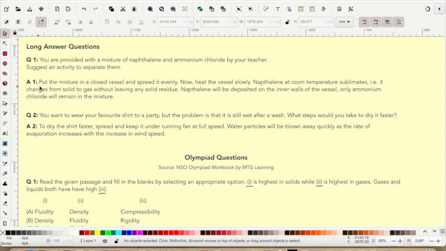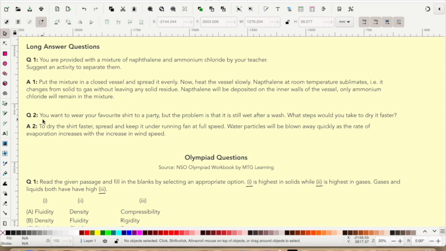Now put the plate in a closed vessel and start heating the vessel. Naphthalene at room temperature sublimates, that is, it changes from solid to gas without leaving any solid residue. Naphthalene will be deposited on the inner walls of the vessel. Only ammonium chloride will remain in the mixture.